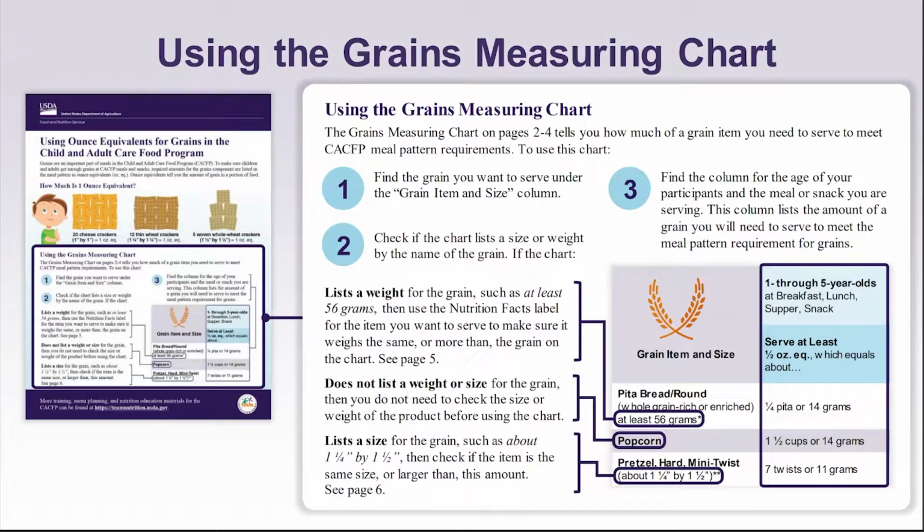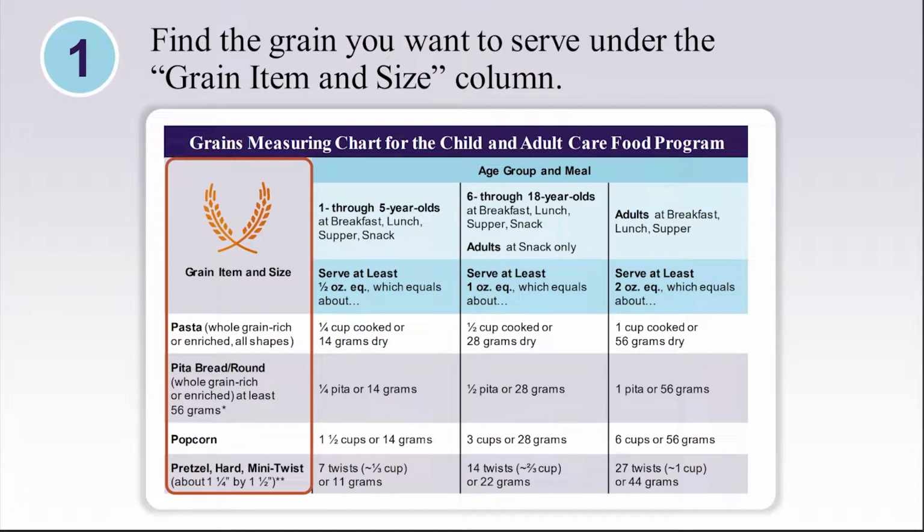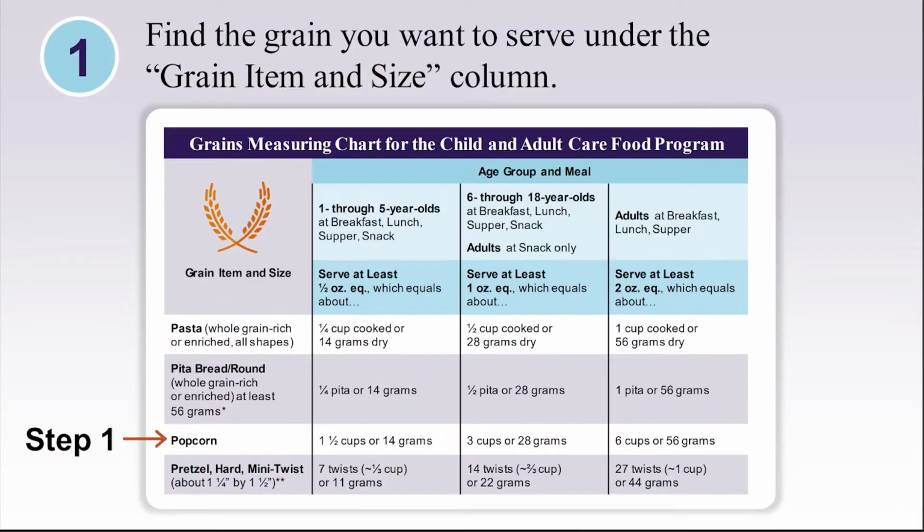You can find directions on how to use the chart on the bottom of the first page. To use the chart, the first step is to find the grain you want to serve under the grain item and size column. Let's say you want to serve popcorn at snack to 10-year-olds at your after-school site. The first step is to find popcorn in the grains measuring chart.